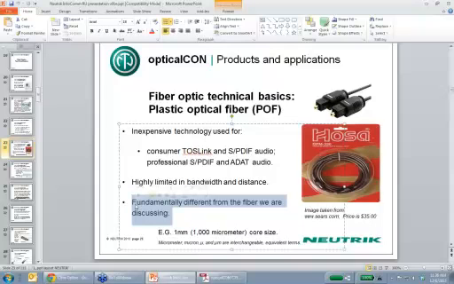Hey, I've got this stuff at home. You may have this stuff at home as well. You may even use it in your pro installs. But this is for very short, very bandwidth limited connections, not like the fiber we're talking about.